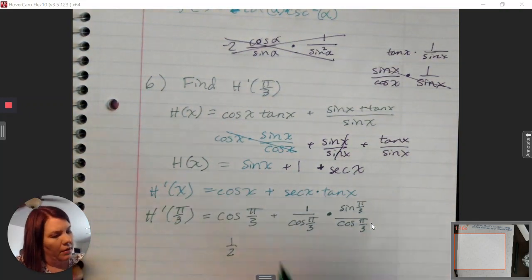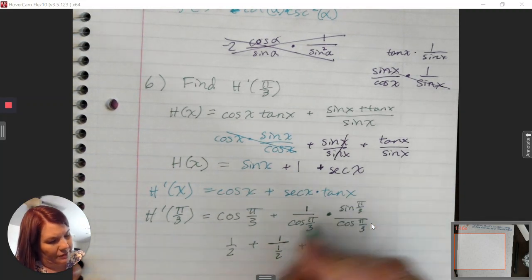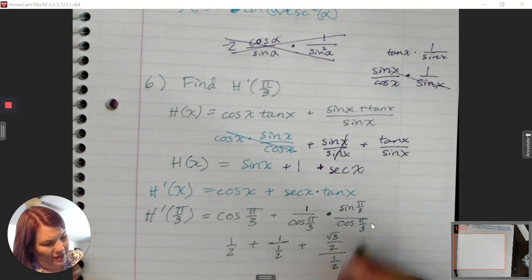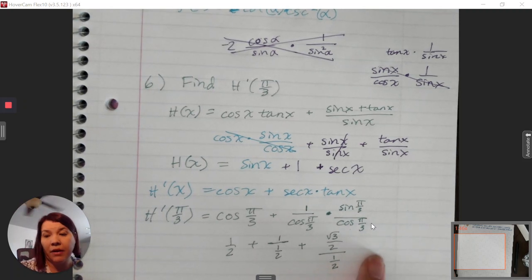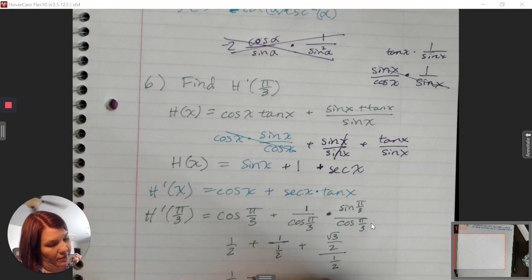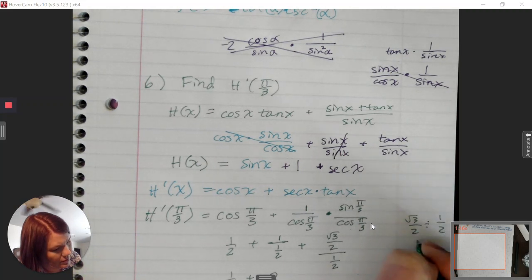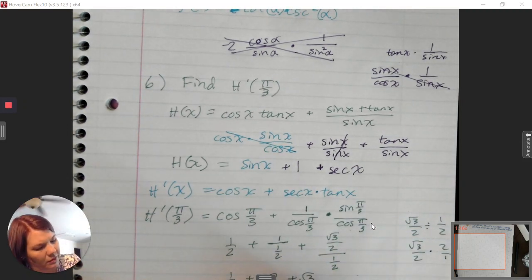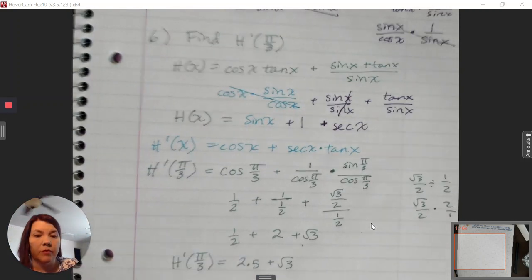Okay. Plus 1 over 1/2. Plus, if cosine is 1/2, then sine is radical 3 over 2 over 1/2. And again, it would be nice if I knew what tangent of pi thirds is, but I don't. I mean, I do, but I forget it all the time, so whatever. And so I get 1/2 plus 2. And then this is radical 3 over 2 times 2 over 1, so radical 3. And so I'm left with 2.5 plus radical 3, and I'm done. Sorry about that, that's off the screen.